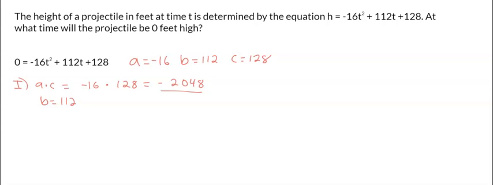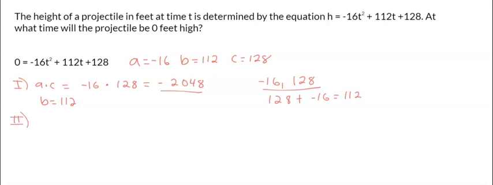So we need two numbers that when we multiply give us this number, but when we add them, give us 112. I don't see any better numbers than these two already. So let's check them out. We got negative 16 and positive 128. When you multiply them, it does give this number. Now, when you add them, 128 plus negative 16, it does give 112. So these are good. This works.